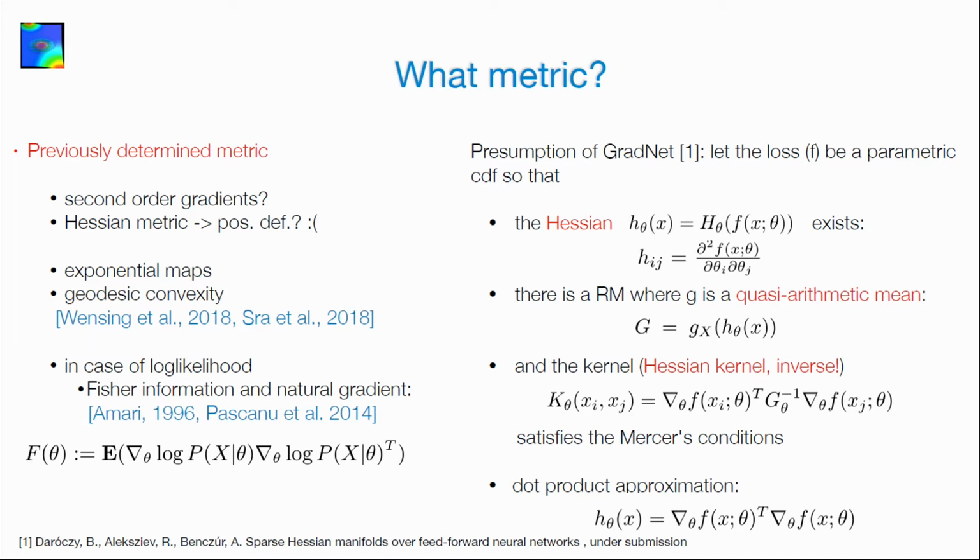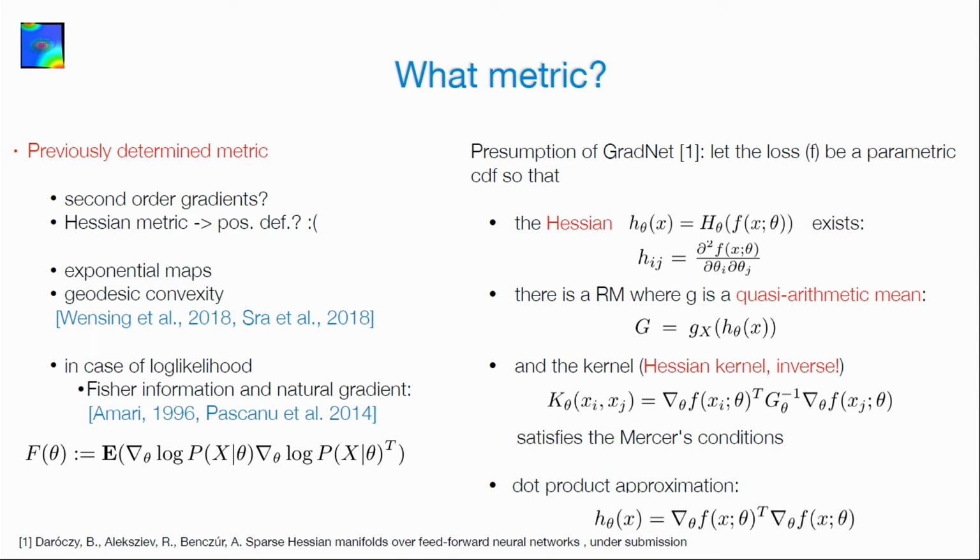So what kind of predetermined metric can we use? Like the Hessian metric, which is more like an extension of the Fisher one. We can use the second order gradients, obviously. And there are some really interesting and promising results from Wensing and Schra. Geodesic convexity, which means that we don't have convexity, but we have geodesic convexity. So that's a bit releasing the non-convexity of the surface. And they are really promising. So I think they will help a lot in the longer run.